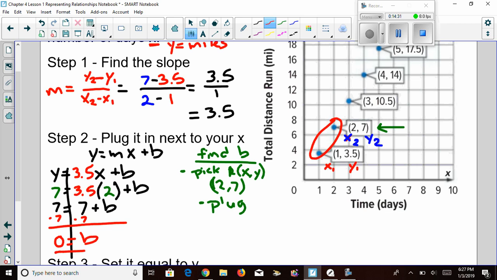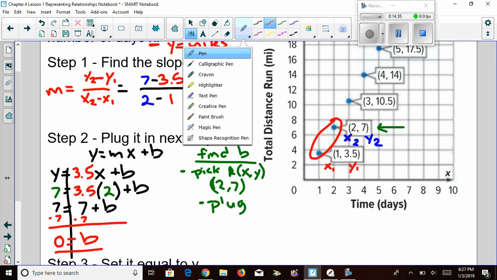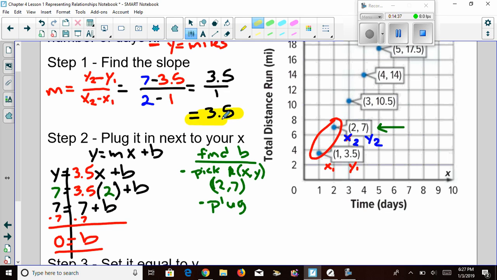And that's going to be helpful as we move forward because we need the m and this b to finish up and make our equation. So to the last part.